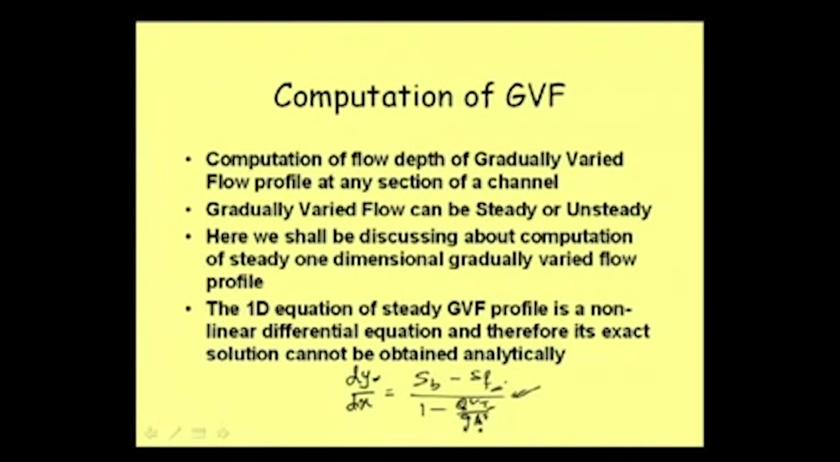It is difficult, and that is why we go for different approaches for solving this particular equation. And that is why in gradually varied flow, for obtaining the gradually varied flow profile, we go for different methods, and all those methods of course give us approximate solutions, as we cannot get it analytically at any point. Exact solution we cannot get. So, these are all approximate solutions.